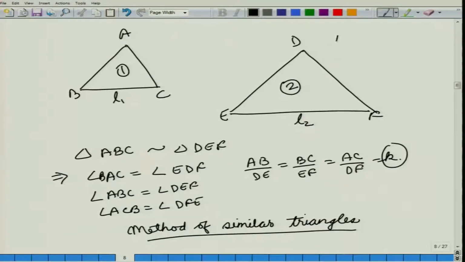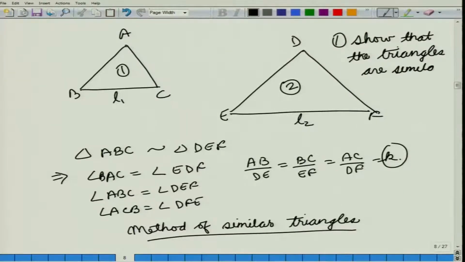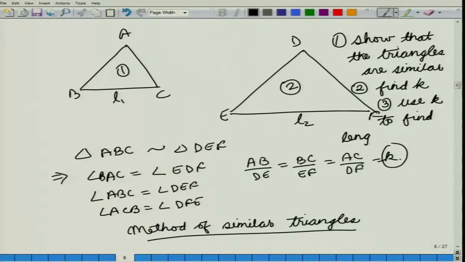So, the steps would be: first, show that the triangles are similar. Second, find K. We can find K by taking one measurement of both the triangles, the corresponding measurements of both the triangles, and then use K to find the lengths of triangle 2.